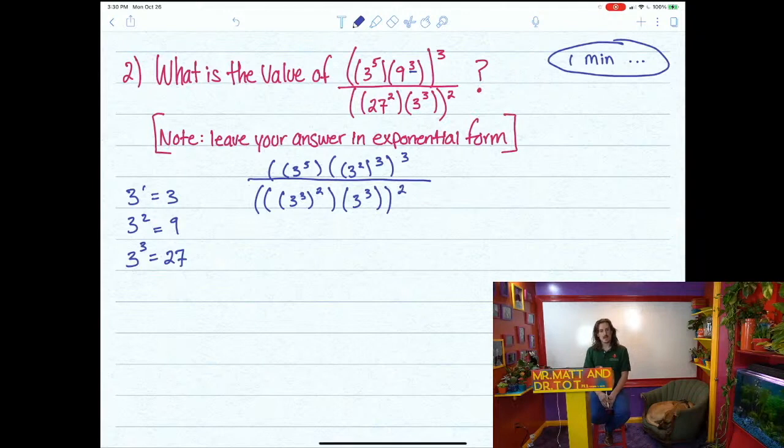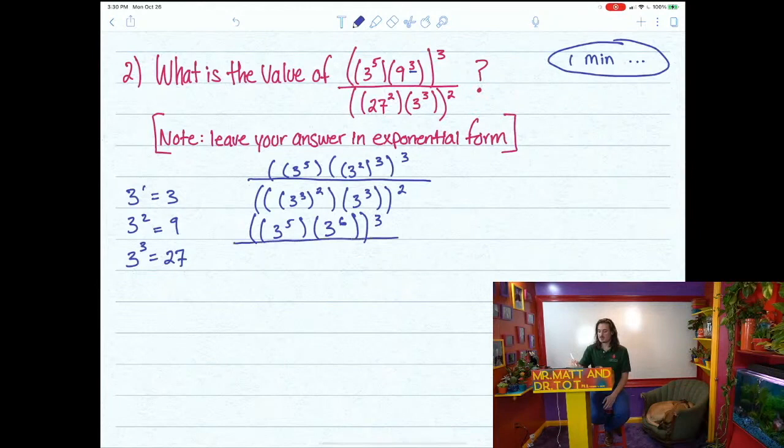Now let's take care of the powers of the powers. So when we have a power of a power, we can multiply. Again, the 3 to the 5th is fine. It's just going to follow along for now. But 3 squared quantity cubed, that's the same thing as 3 raised to the 2 times 3 power, which is 3 to the 6th power. And then this thing is still all raised to the cubed power.